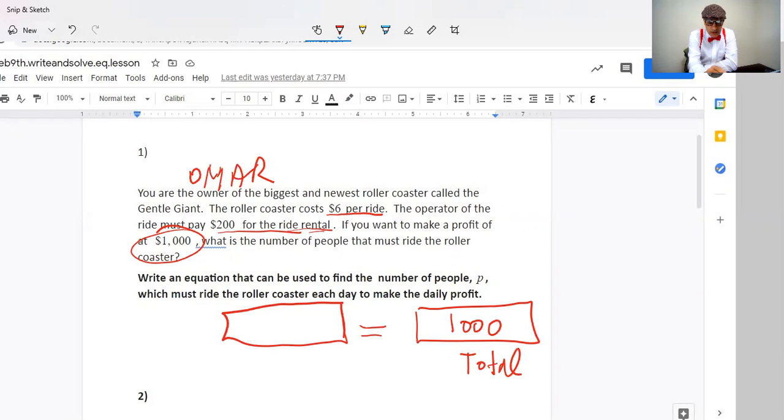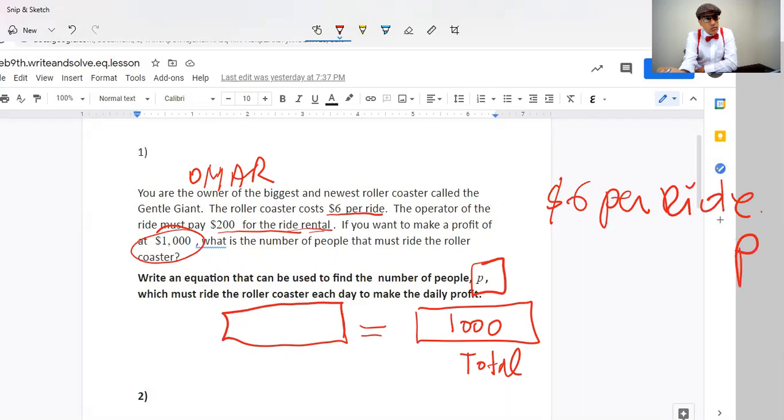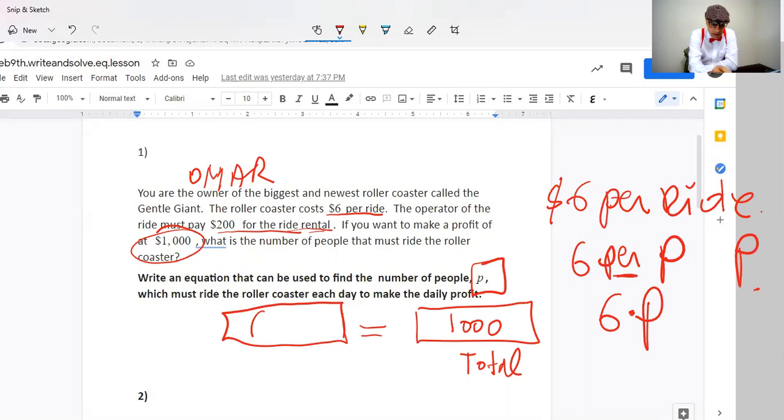He is going to charge $6 per ride. And remember when we did expressions, $6 per ride, how did we write the expression? They want us to use P to represent a person. So if it's $6 per person, whenever you see "per," that is multiplication. So it's going to be 6 times P, or 6P. So here is going to be 6P, $6 per person.